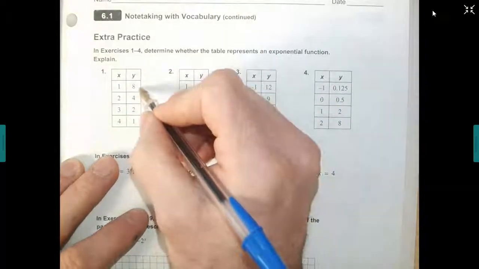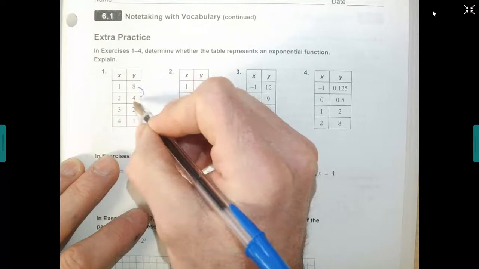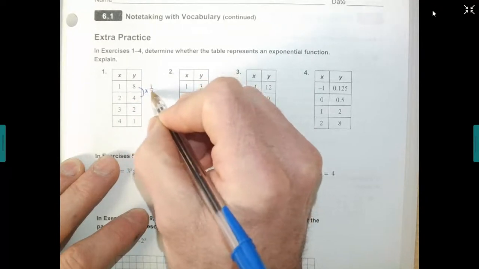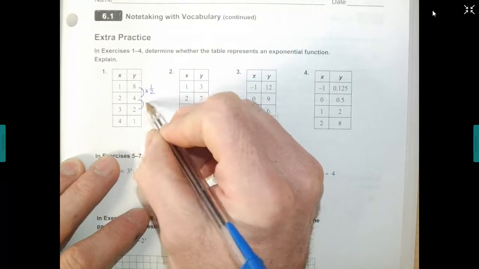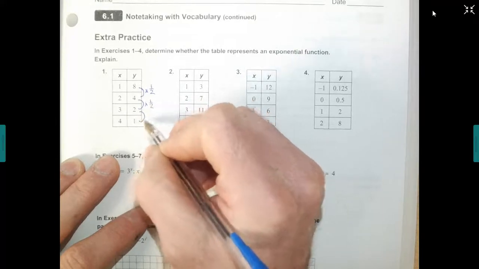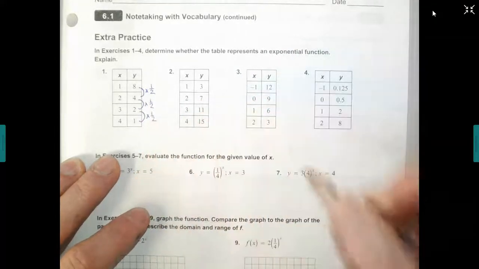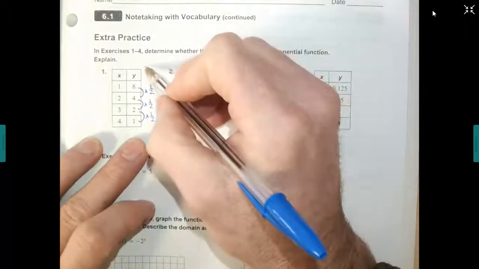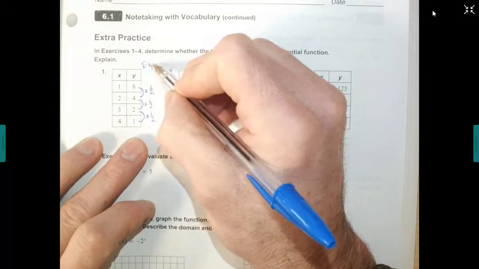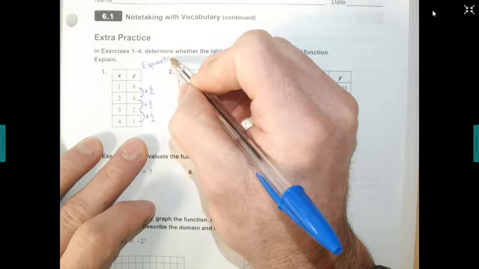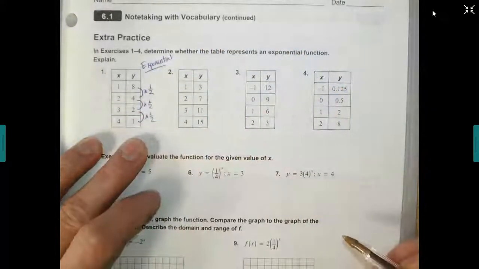Okay. Now what's happening here? 8 to 4, I'm multiplying by 1/2. 4 to 2, I'm multiplying by 1/2. 2 to 1, I'm multiplying by 1/2. So this is exponential. This is in fact exponential.